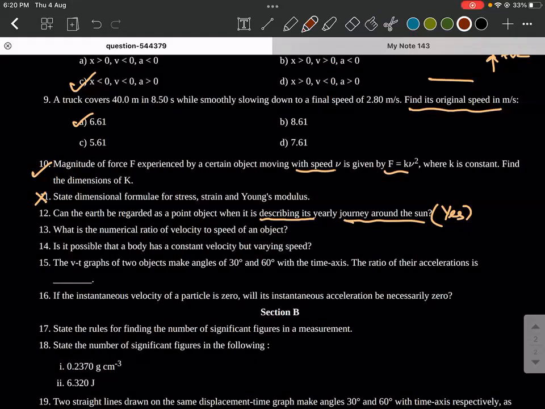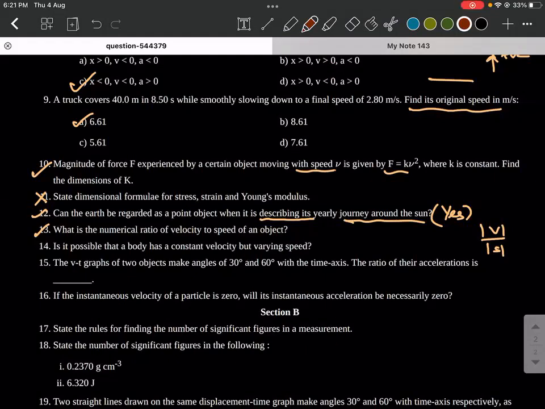So what is the meaning of this 13th question? What is the numerical ratio of velocity to speed of an object? What are they even asking? What is the meaning of numerical value? It is dimensionless: magnitude of velocity divided by magnitude of speed. Magnitude means, if velocity is, let's say, minus 5.1, what is the magnitude of velocity? Magnitude means modulus, so it will be plus 5.1.